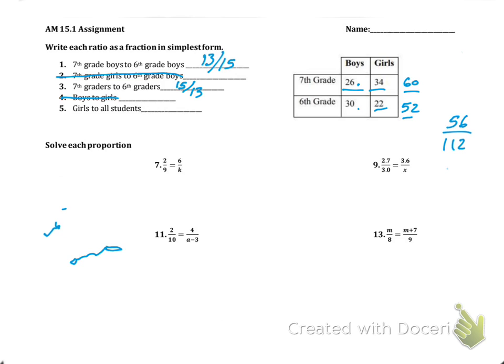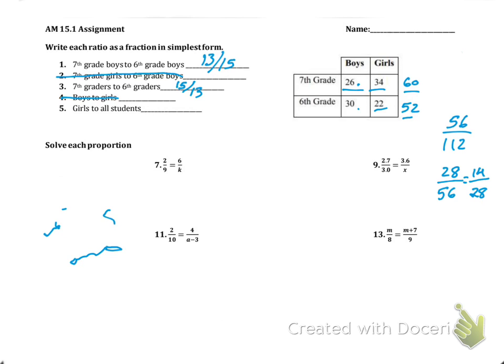Now again, both of these are even numbers. You can simply divide by 2. If you know a bigger number that's going to fit into both of those numbers, you can divide by that. Just to show you, 56 divided by 2 is 28, then 112 divided by 2 is 56. Let's just keep going. 28 divided by 2 is 14, and 56 divided by 2 is going to be 28.